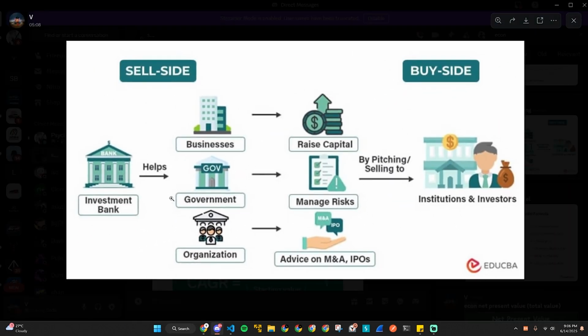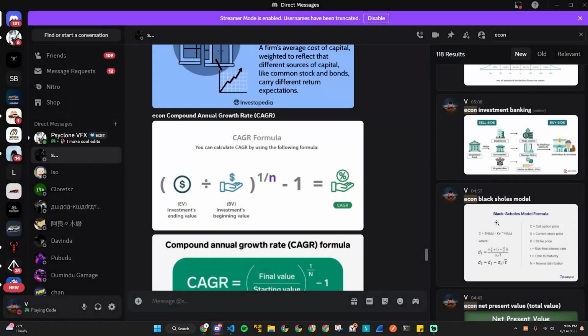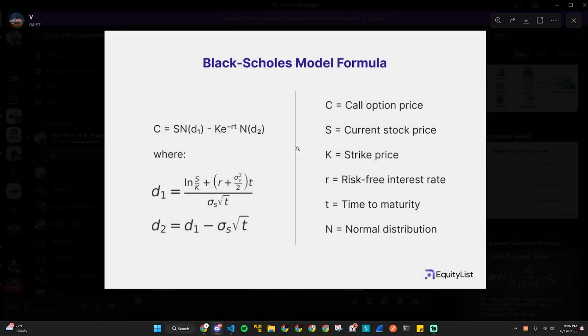Investment banking, once again, I've explained what this is. As you can see, raise capital, manage risks, mergers and acquisitions, initial public offering, that's going live on the stock market. And I'll get back to this later because it's a little complex.